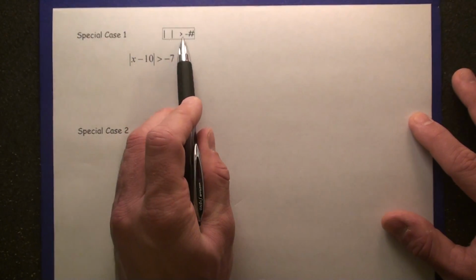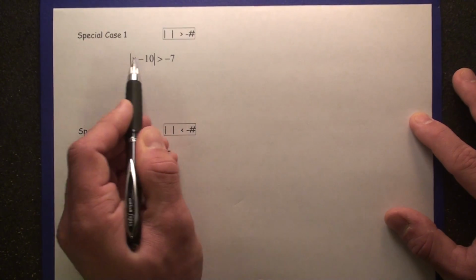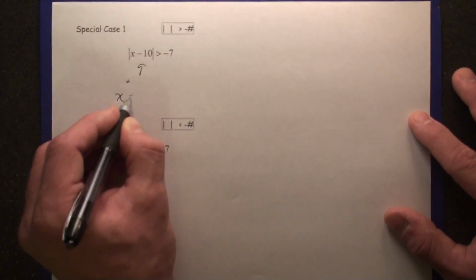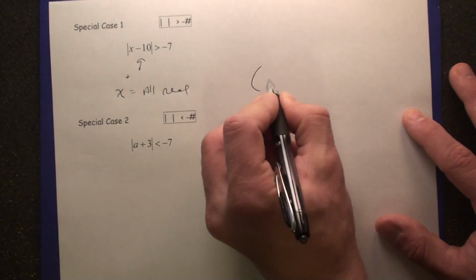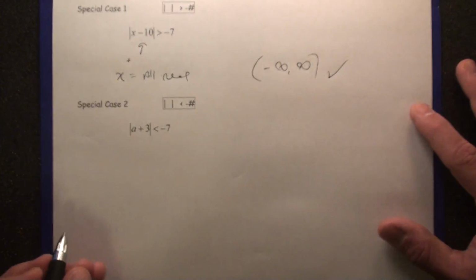There's two special cases. What if the absolute value is greater than a negative number? Well, guys, it doesn't matter what you plug in for x. The left side here is always going to be what? Positive. Therefore, x is all real numbers. And how do you express that in interval notation? Negative infinity to positive infinity with the soft brackets.